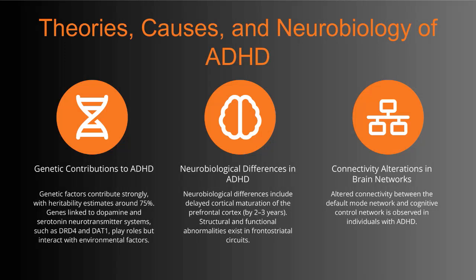When we look at the causes of ADHD, genetics play a major role. Research shows that ADHD is highly heritable, with about 75% of the variability explained by genetic factors. Specific genes involved in dopamine and serotonin systems like DRD4 and DAT1 are implicated, but it's important to remember these genes interact with environmental influences, making the picture more complex.